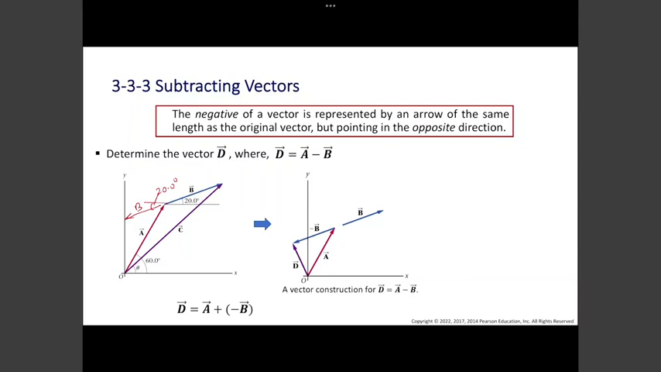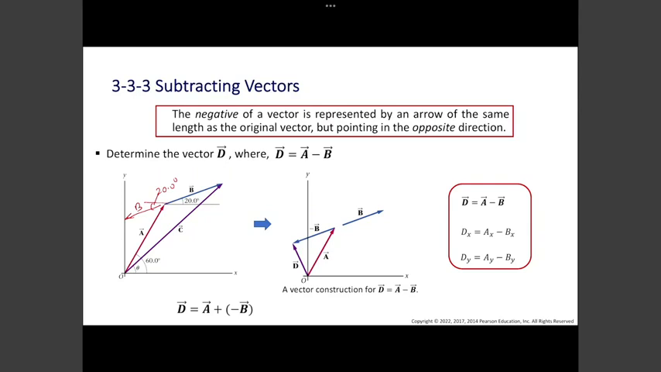In terms of components, you subtract vectors by simply subtracting the components. For example, if we consider this subtraction, the components of D are given by subtracting the components of B from the components of A. So dx is equal to ax minus bx and dy is equal to ay minus by. Once we find the components, its magnitude and direction can be calculated as usual.